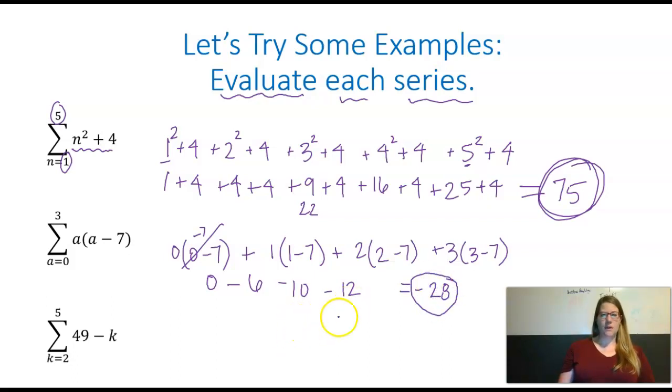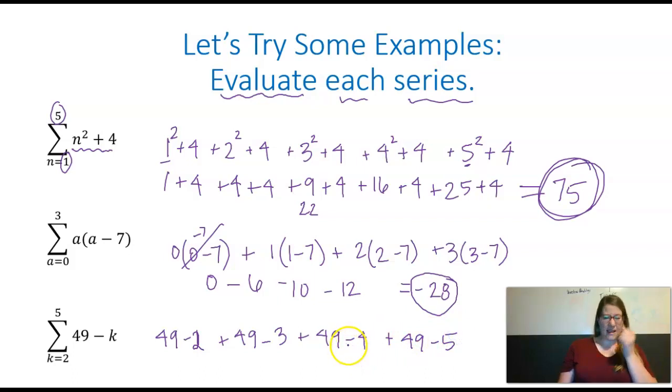Okay, so that would be the sum added all up, right? I evaluated it to get the answer. All right, so now the last one, I have 49 minus k. K goes from 2 to 5, so we're going to start at 2, end at 5. So 49 minus, whoops, not k, minus 2, plus 49 minus 3, plus 49 minus 4, plus 49 minus 5.